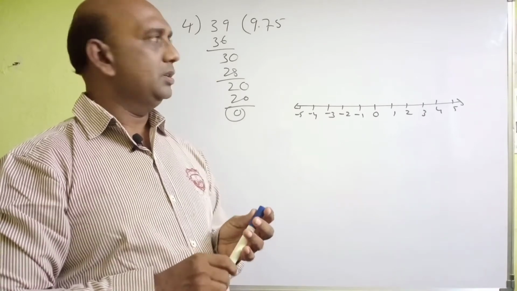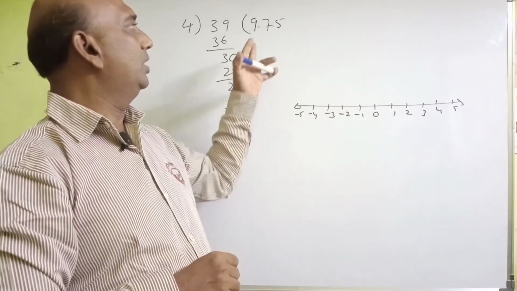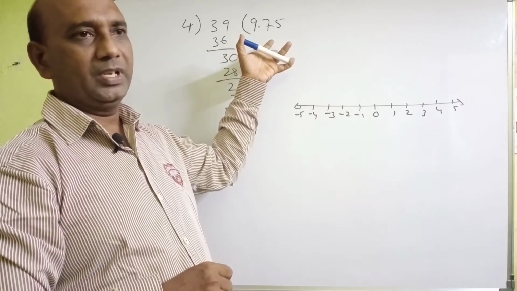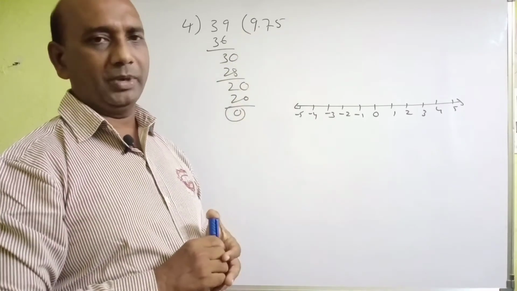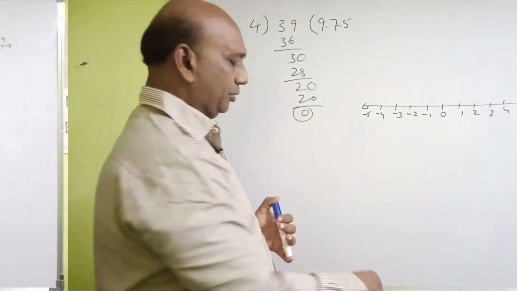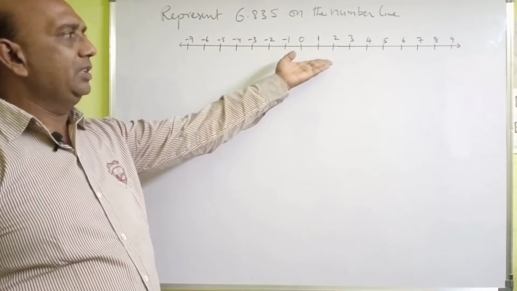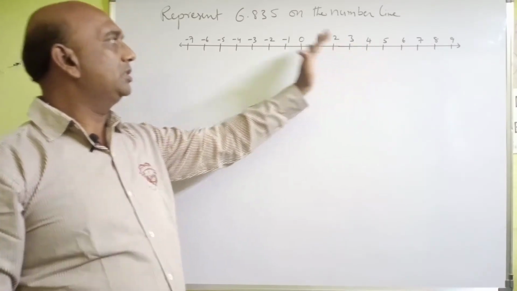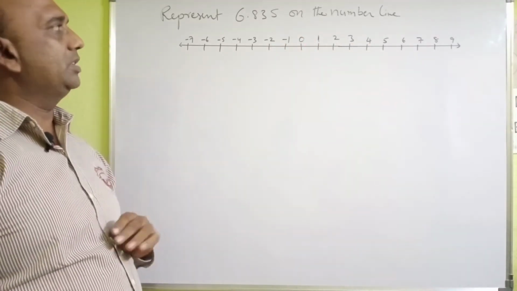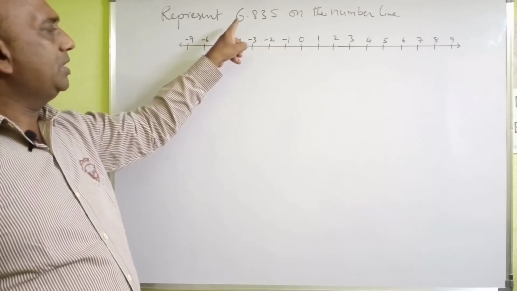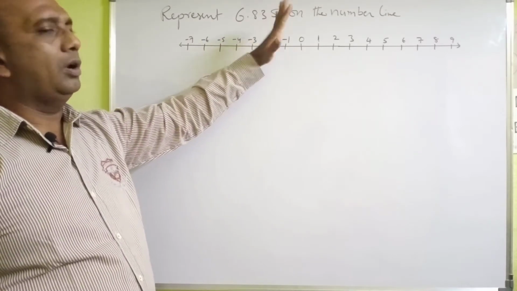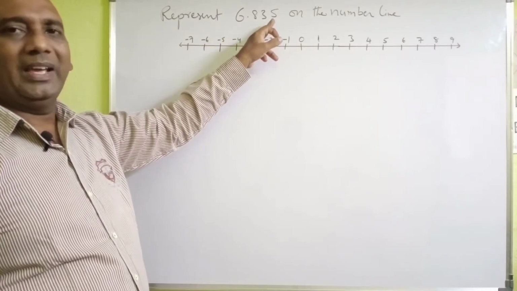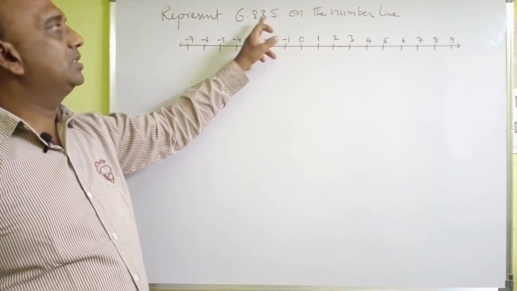In this class, let us learn how to represent decimal numbers, terminating decimals on the number line. Let us take an example. This is the number line with integers. These are positive integers and these are negative integers. We have to represent 6.835 on the number line. This 6.835 lies between two integers 6 and 7.